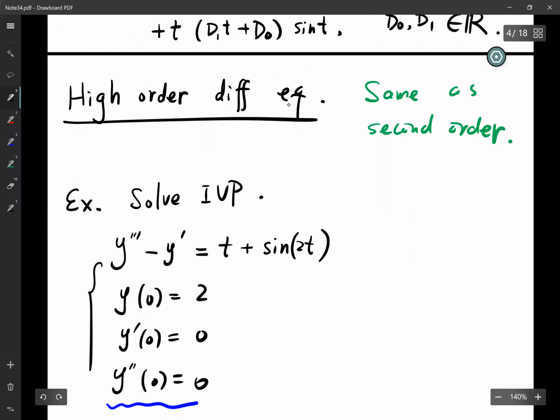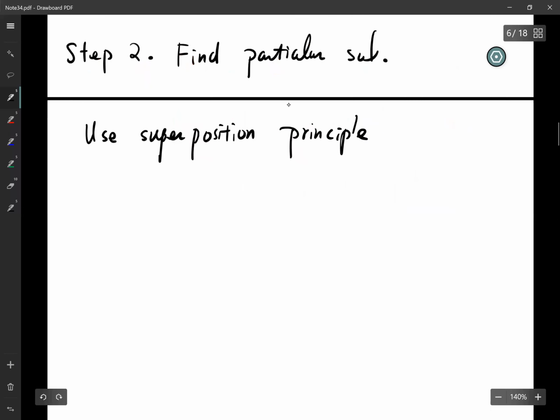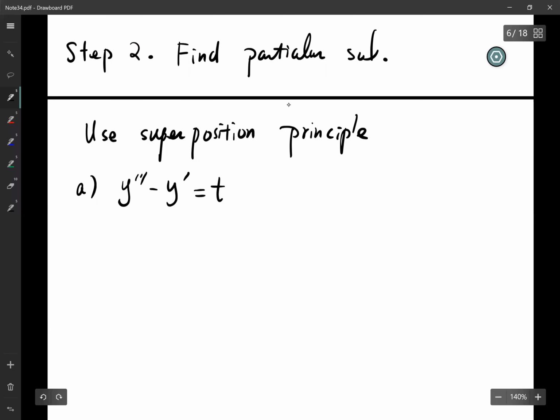Let's look at the right-hand side, which consists of 2 terms. One's t, one's sine 2t. So we separated them into 2 problems. One is y triple prime minus y prime equal to t. I make this problem deliberately complicated so as to cover all the aspects you have seen before. If you understand this problem, you have understood the entire procedure of working with high order differential equations with constant coefficients. So we need to make some guesswork again.